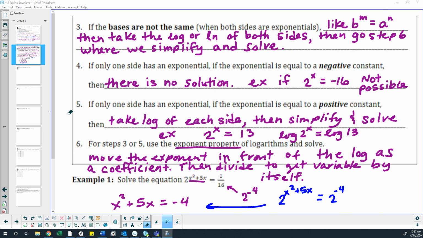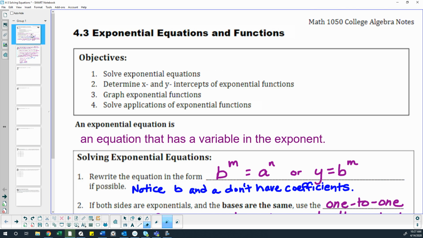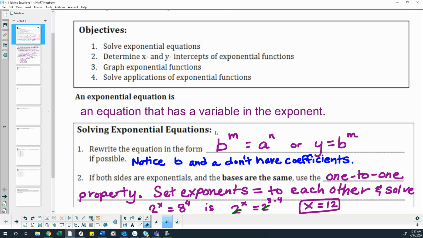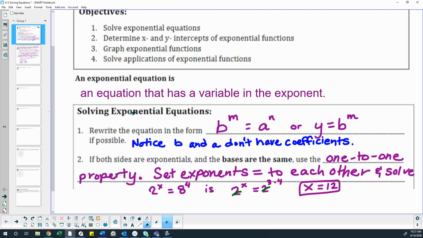Next example, example 2, is somewhat strange. So I want to bring our attention back to our list from the first video, solving exponential equations. Notice when we get it in this form, before we start any of the other steps, that our bases of the exponents don't have coefficients. So the first thing we have to do is get rid of the coefficients.